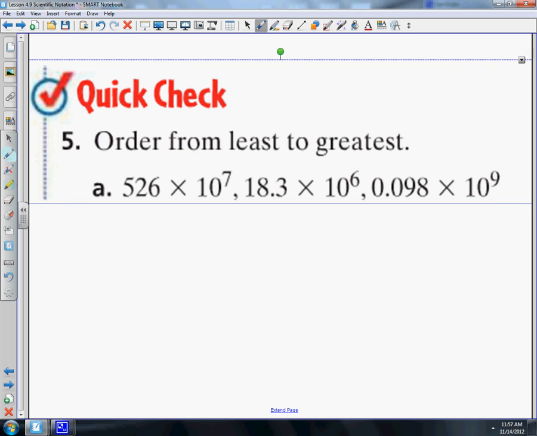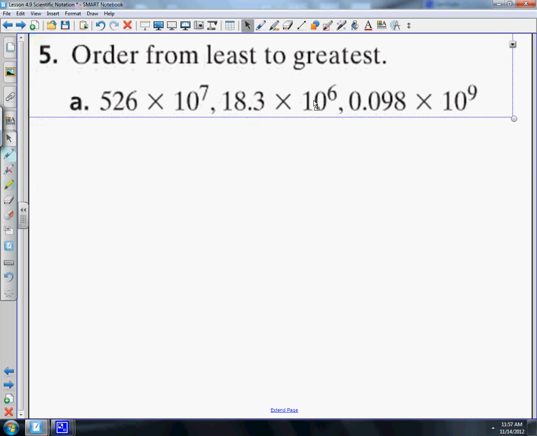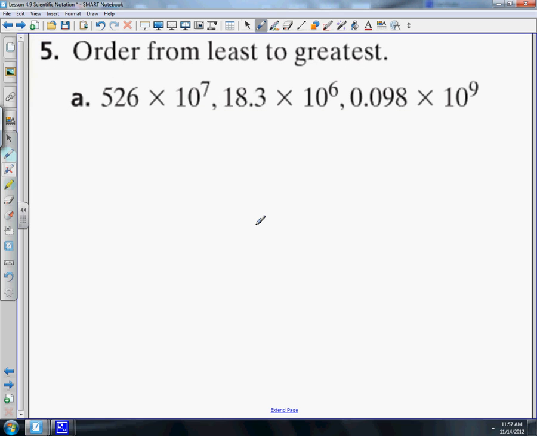So try this problem in your notebook, and then we'll see how we do. So our first step is to change each of them into scientific notation. So 526, I'm going to change to 5.26. My number was big, and it went down, from 500 to 5, so that means my exponent goes up. I moved my decimal point 2 times, so I add 2 tens.